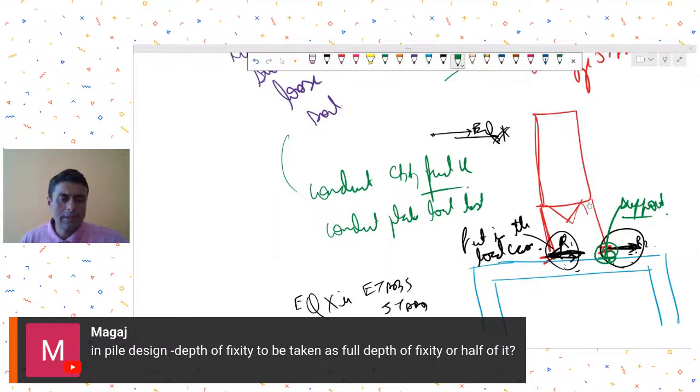Okay. Mr. Magaj is asking the next question. In pile design, depth of fixity to be taken as full depth of fixity or half of it?